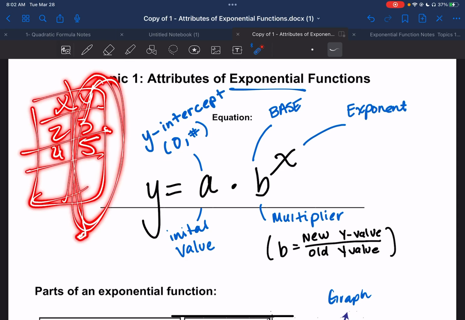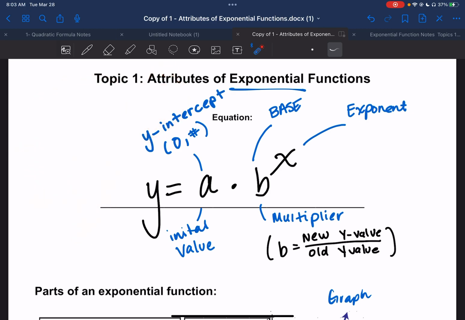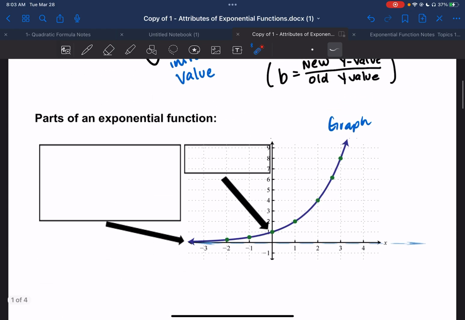So then you would do 5 divided by 3, because this is going to be your new one, because we're working this way. And then it'll be 5 divided by 3, and then you have your b. We're going to do problems like that. x is your exponent.